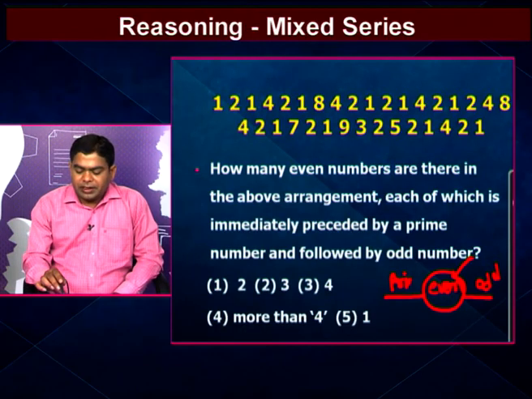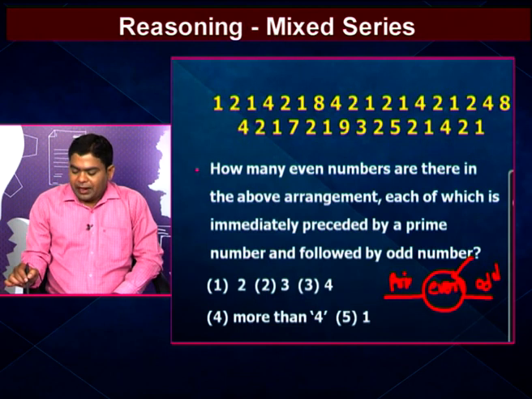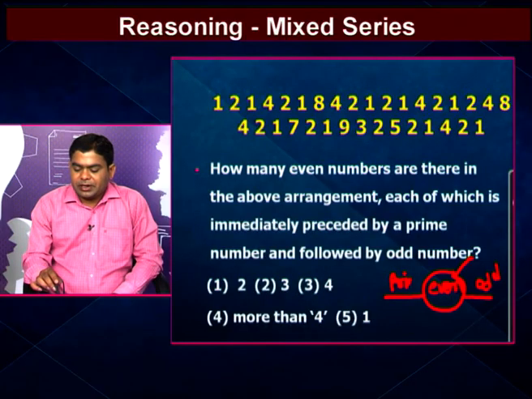Next we go to the next even number. 4 is there, so that one is an even number. It is not preceded by a prime number. Here 1 is there, and 1 is not a prime number. That means this 4 does not satisfy the given condition. After that we go to the next even number. That one is 2. This one is preceded by 4. 4 is not a prime number. According to our condition, an even number must be preceded by a prime number. So 2 is not satisfied.